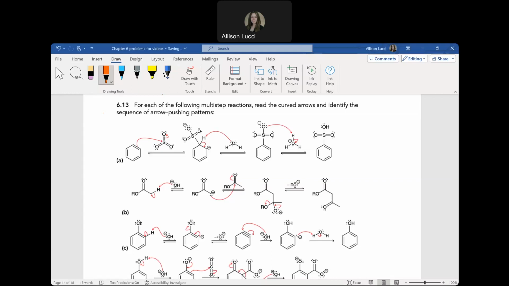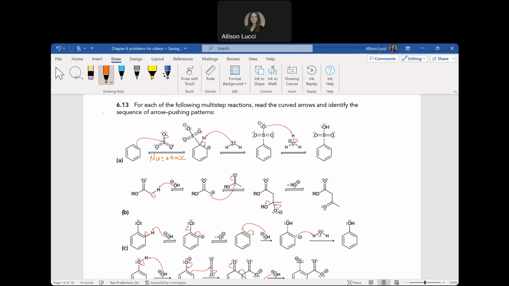So if you remember, there are four common arrow pushing patterns. We have proton transfers, nucleophilic attacks, loss of leaving group, and rearrangements. So let's take a look here at example A. And the first arrows indicate a nucleophilic attack. So we can identify this as a nucleophilic attack.